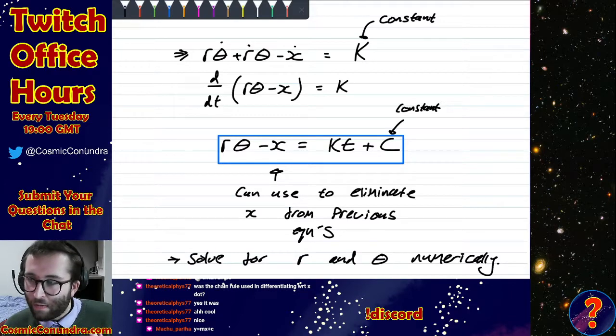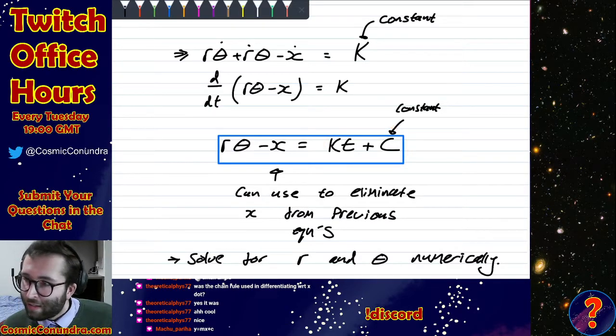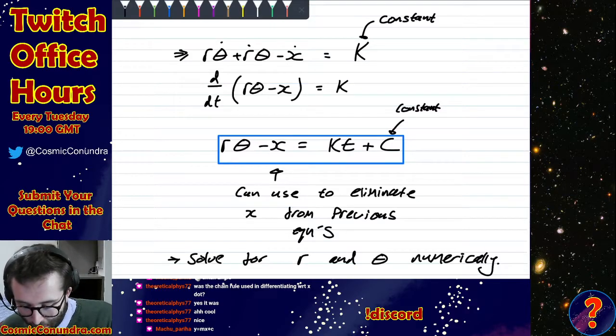So this now would give you a way... exactly, yeah, the right-hand side is like a y equals mx plus c, exactly. So you've now got a way that you could get rid of all of the x's and have an equation just in terms of r's and thetas. And then I think you would have to solve r and theta numerically. Maybe you wouldn't, maybe you could do it exactly.